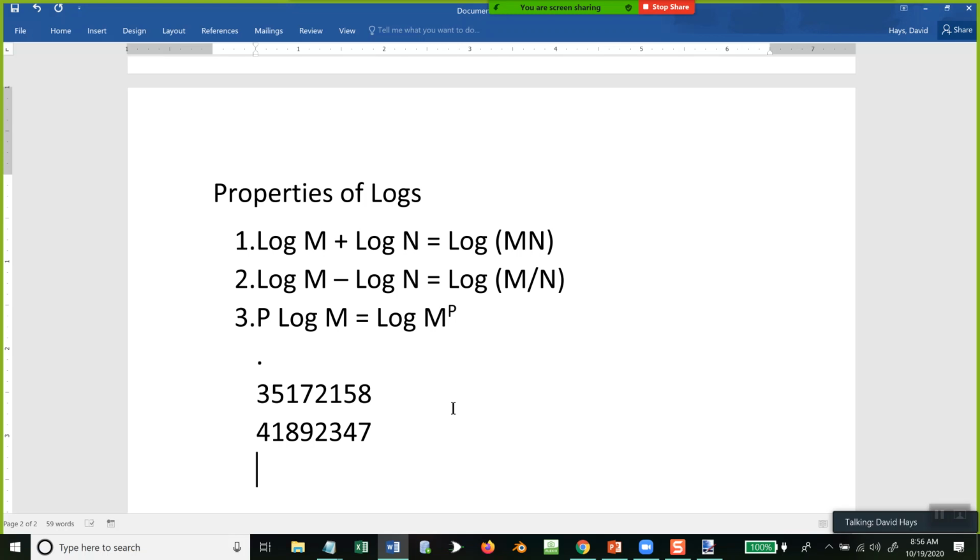So logs is a vital tool when you're taking Calc 1, if anybody has to go and take that. I know some of you may not even know where you're going yet, what you want to do. But if you do end up in a field where you take Calc 1, then you'll appreciate logs.